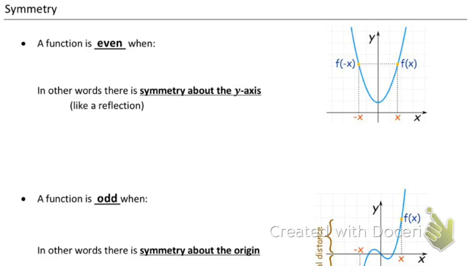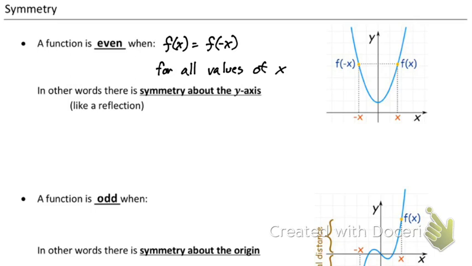And we'll talk about the more important part of this lesson after this. So it says a function is even. What makes a function even is if f of x equals f of negative x for all values of x. And what I mean by that is if I plug in 1 and I plug in -1, I get out the same answer. If I plug in 2 and -2, I get out the same answer.